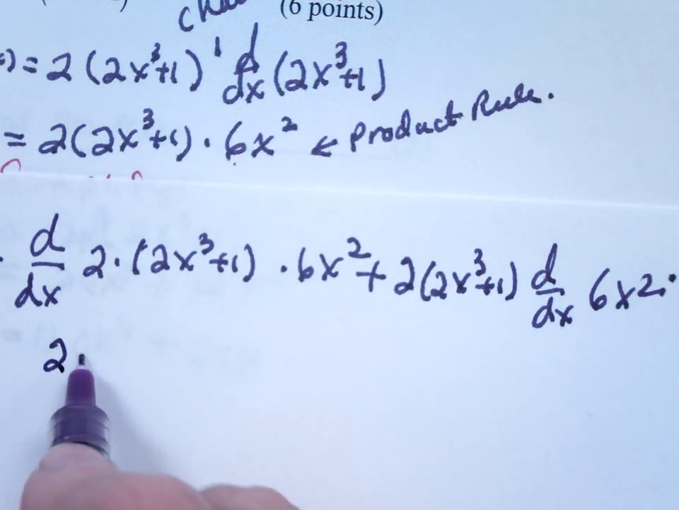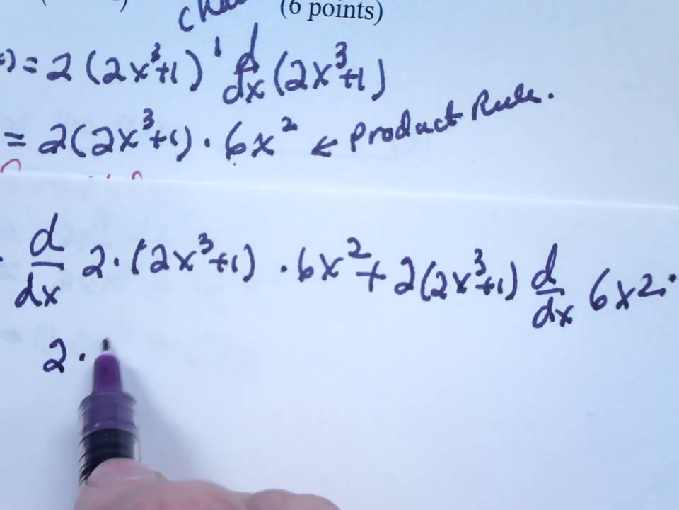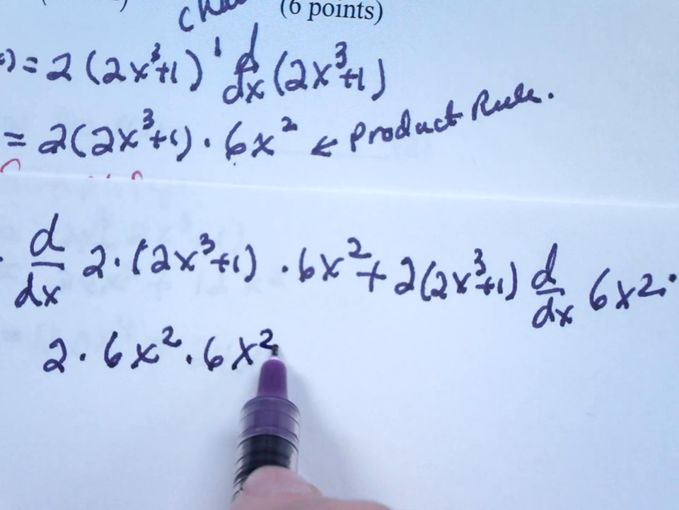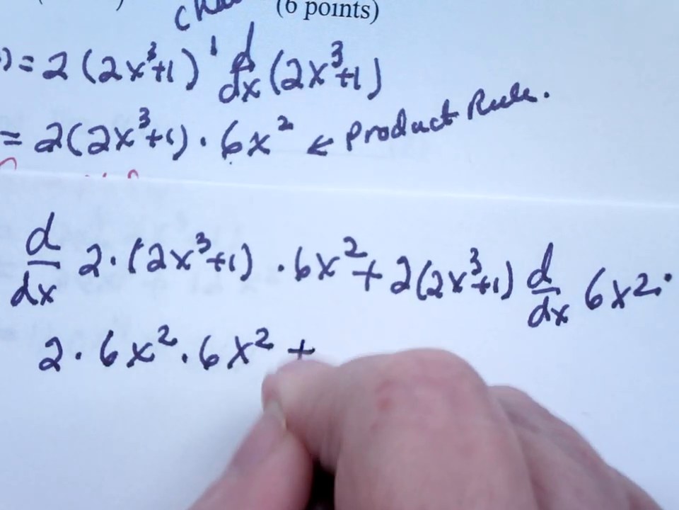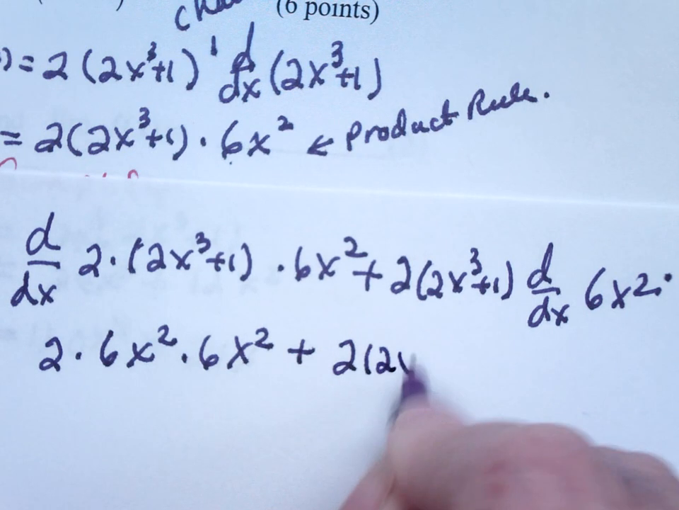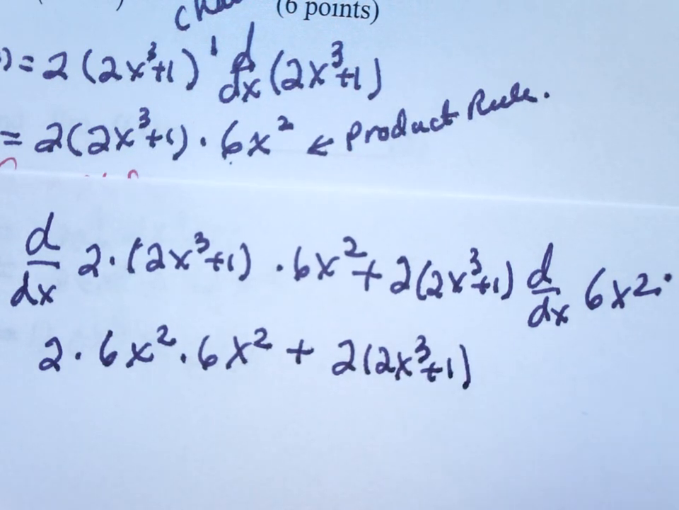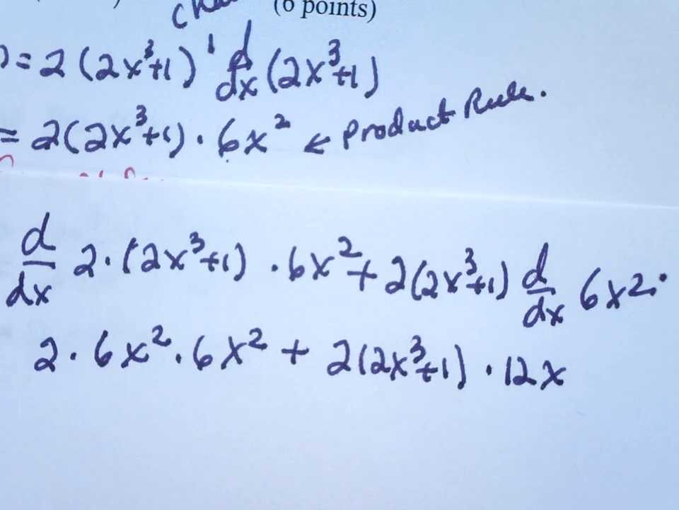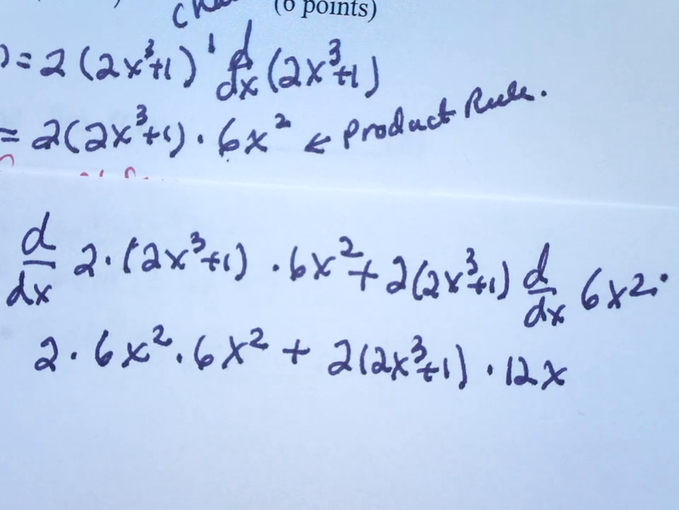Which would be then 2 times the derivative of this guy, which would be 6x squared, times 6x squared, plus 2 times (2x cubed plus 1) times the derivative of the 6x squared, which would be 12x. And then personally, I would leave it that way. Oh, yeah. You can do all kinds of combining if you want to. But personally, I would leave it that way. That would be a personal preference.